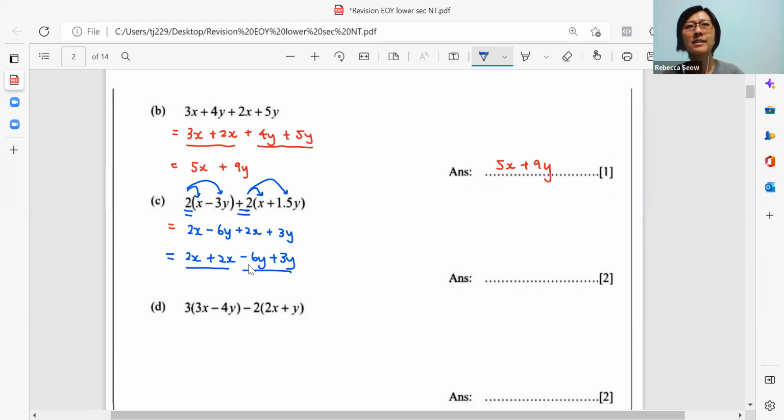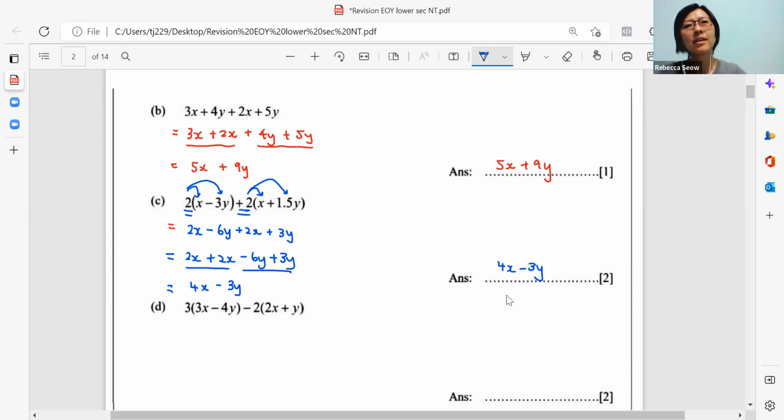So 2x plus 2x will give us 4x. Negative 6y plus 3y will give us negative 3y. So the answer is 4x minus 3y.